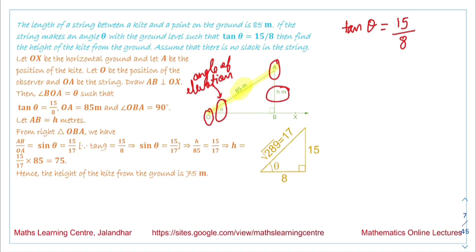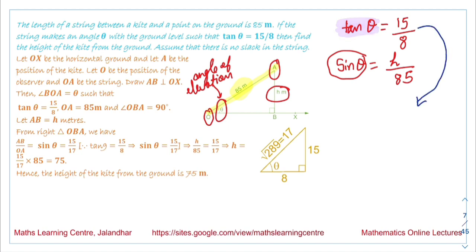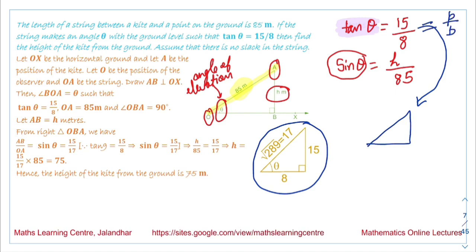To calculate this height, if we write the value of sine theta, then the value of sine theta is perpendicular over hypotenuse. Now we don't have the value of sine theta, but we have the value of tan theta. So from this value of tan theta, we are calculating the value of sine theta. To do this, we have drawn another triangle whose sides are tan, perpendicular over base. This side is 15 times k and this side is 8 times k.